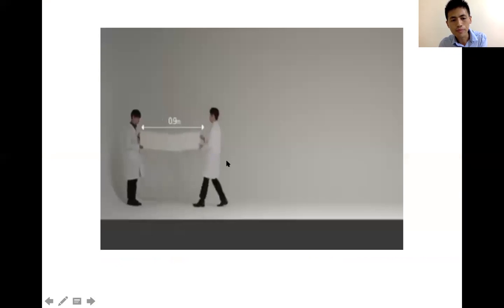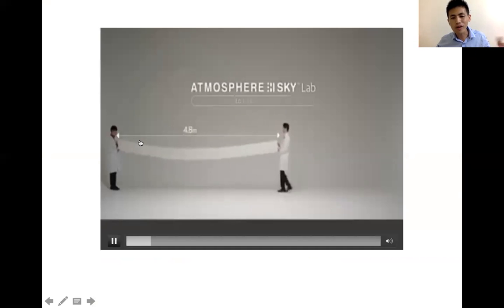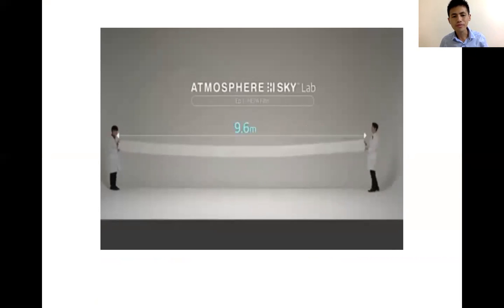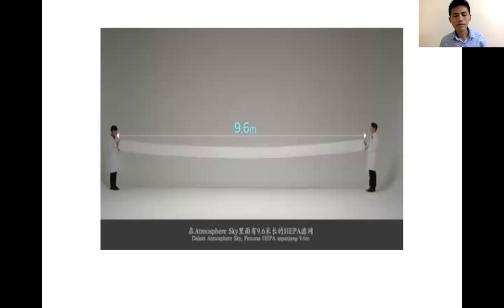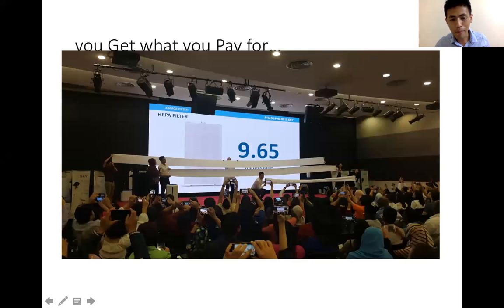So this is our HEPA filter. If you open up Atmosphere Skyline, it's 9.6 meters long. In Atmosphere Sky, a 9.6 meter HEPA filter is concentrated in this small space. So this is the capacity of the filter. Our HEPA filter, if you use it for 10 hours a day, it can last you about 5 years. So maybe if you are using any other brand, which is very small in size, it can only last you 1 year. That's why they are selling at a cheaper price.